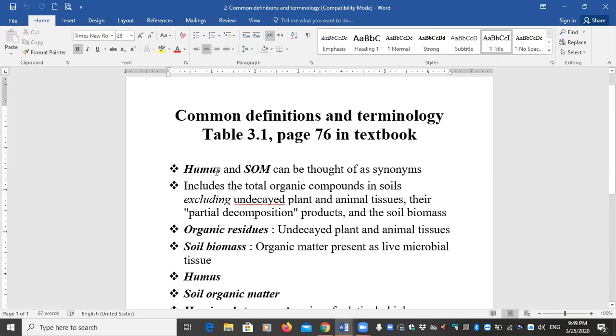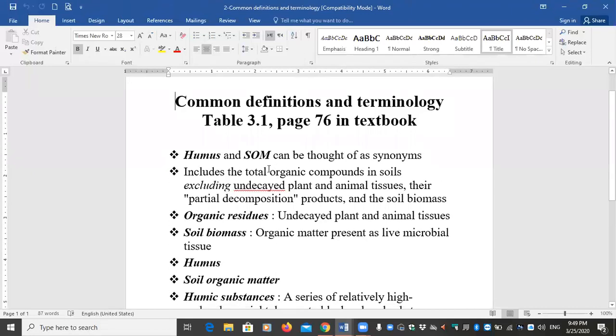First, humus and soil organic matter can be thought of as synonyms. I'm sure most of you know the word synonyms. Synonyms means the same exact word. You can use either one for the other. So when you say humus in soil chemistry and soil organic matter, they are the same. We use them for the same meaning.